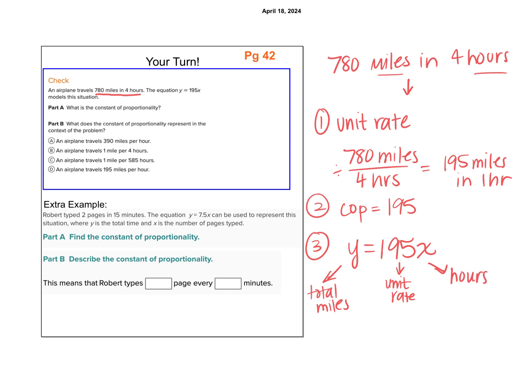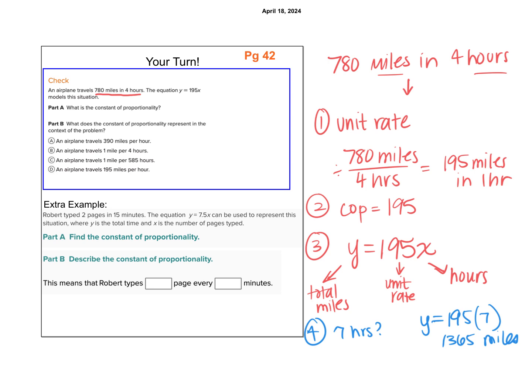Okay, so let's apply that equation. What if I say, how far is that plane going to go in 7 hours? Well, you would do 195. Instead of an x, I'm going to put a 7 because that's the hours. And then I would work that out. So 195 times 7 is 1,365 miles it would go.